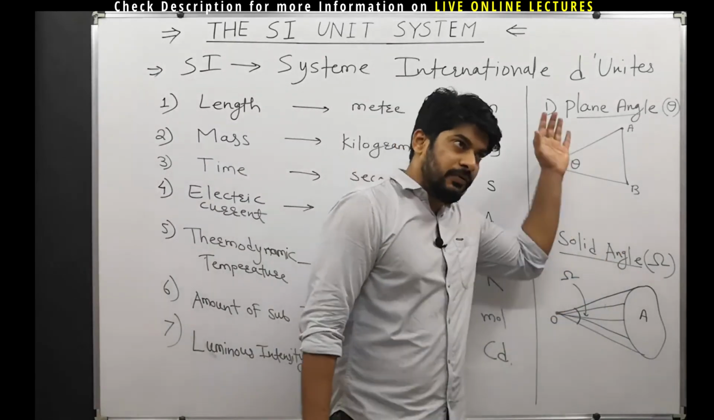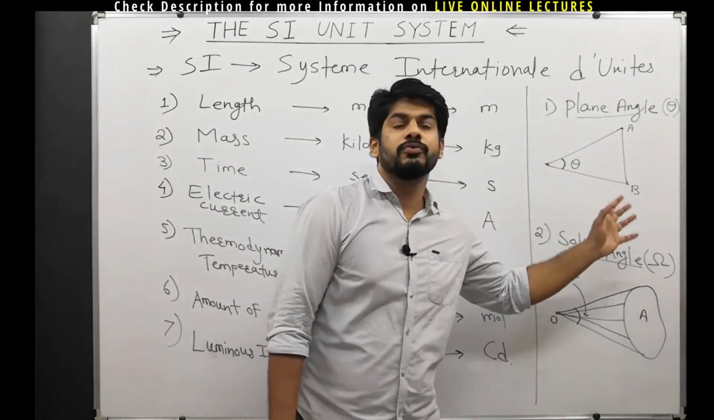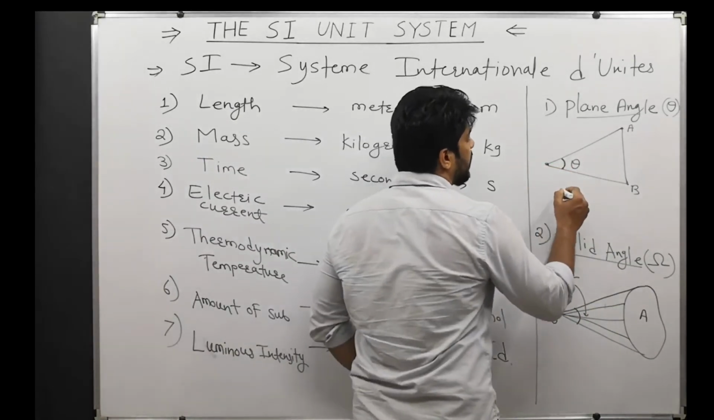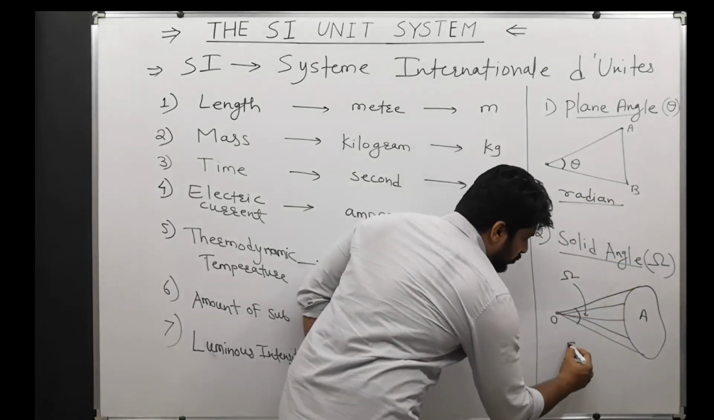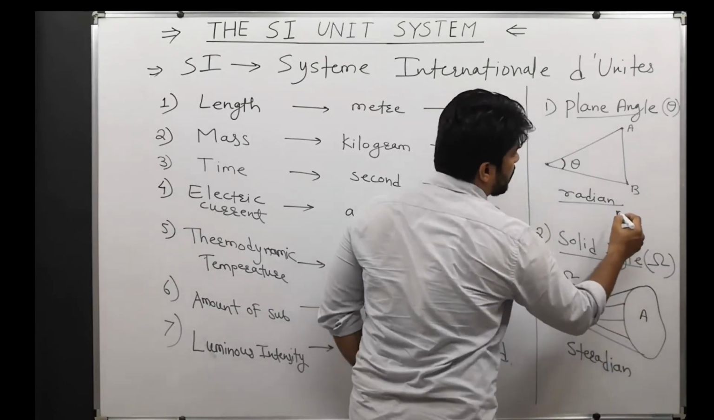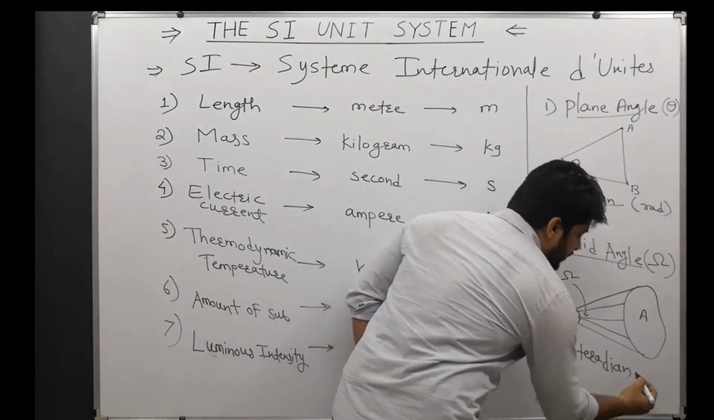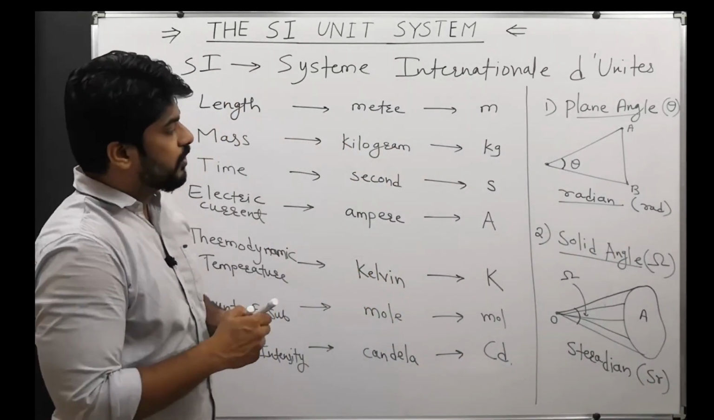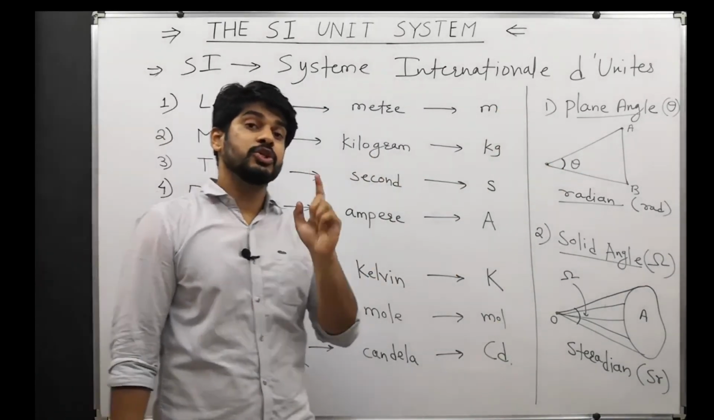I will talk about these two specifically in the next lecture, in detail, how they are defined. The unit of plane angle is radian, and for solid angle the unit is steradian. The symbol for this would be rad, and over here it will be sr, that is steradian. So these are the two supplementary quantities that are defined, plane angle and solid angle.